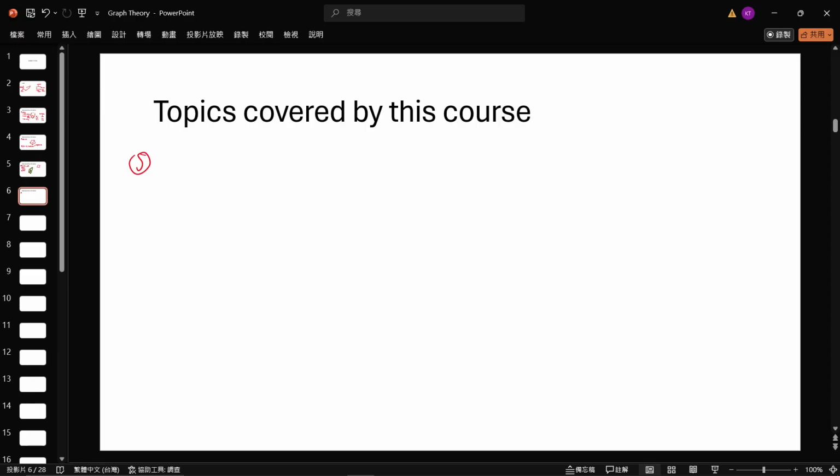I think the final topic that we're going to consider for this course will be connectivity. Basically, connectivity is a number. What this number indicates is the minimum number of vertices that you have to remove in order to disconnect the graph.